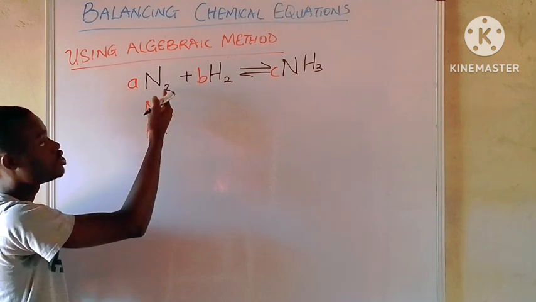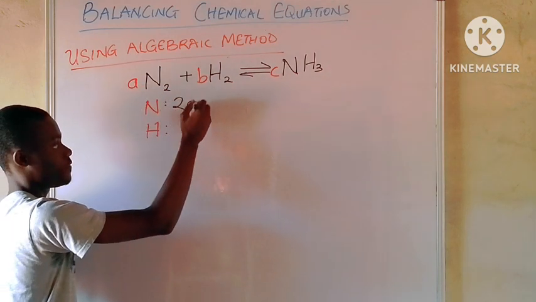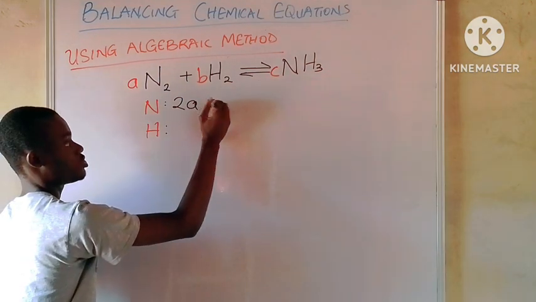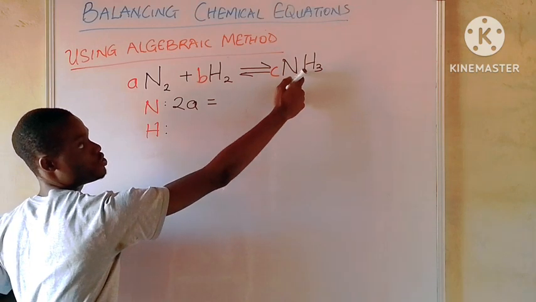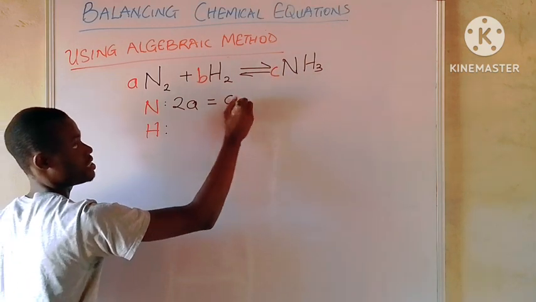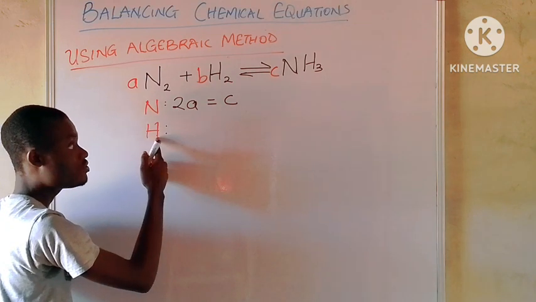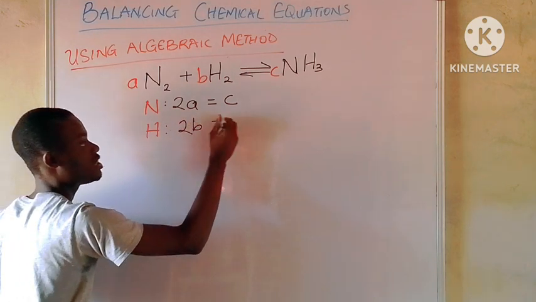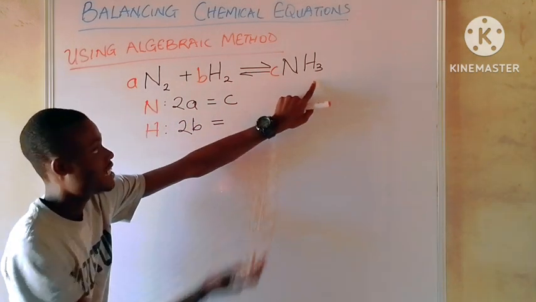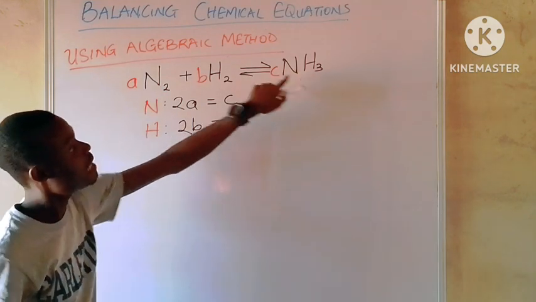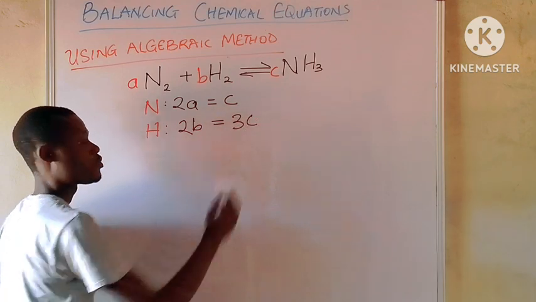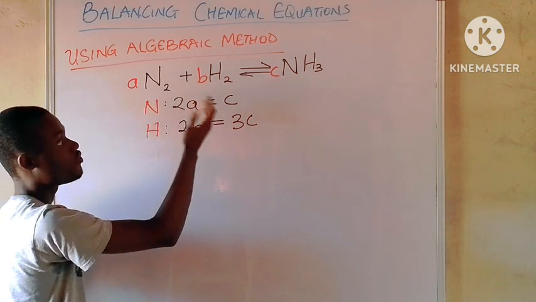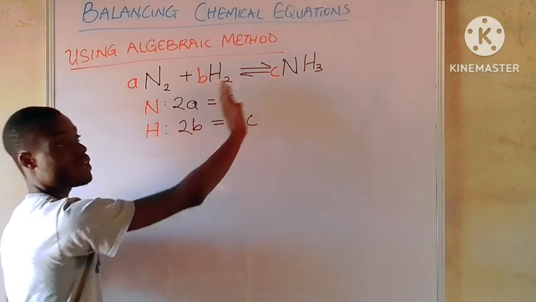We have 2 atoms of nitrogen, 2 times A, we have 2A. Now this arrow sign is like an equal to sign, so simply take that as an equal to. On this side, we have 1 atom of nitrogen times C, which gives us C. For hydrogen, we have 2 atoms of hydrogen times B, which gives us 2B, is equal to, for hydrogen on the right hand side, we have 3 atoms, 3 times C gives us 3C. When we have done this, we have identified the elements and used the algebraic method to find out what we have on the left hand side and also on the right hand side.